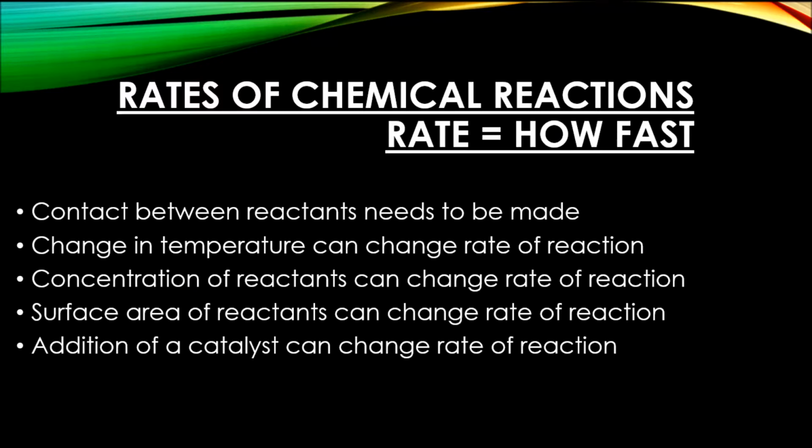Rates of chemical reactions. Rates looks at how fast a chemical reaction occurs. In order for a reaction to occur, contact between reactants needs to be made. Changing the temperature, the concentration, the surface area, or the addition of a catalyst can all change the rates of reaction. Today we're going to look at several labs that demonstrate some of these principles.